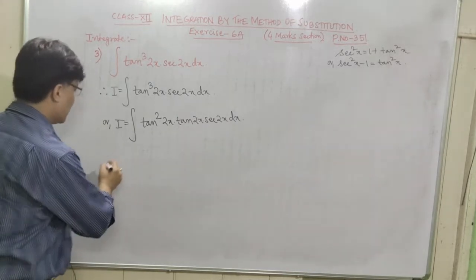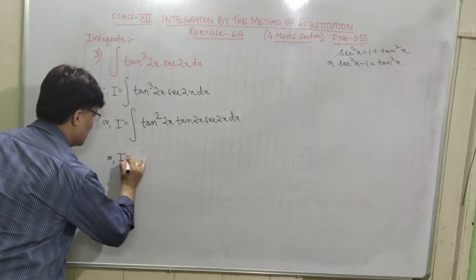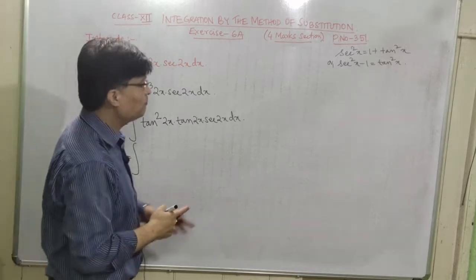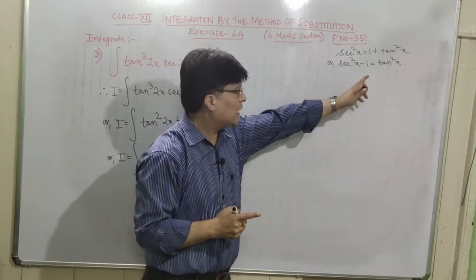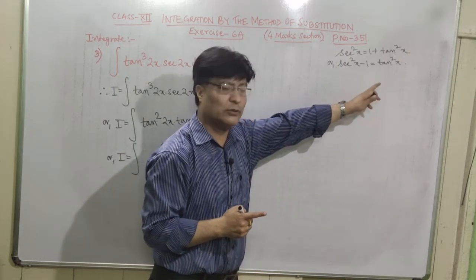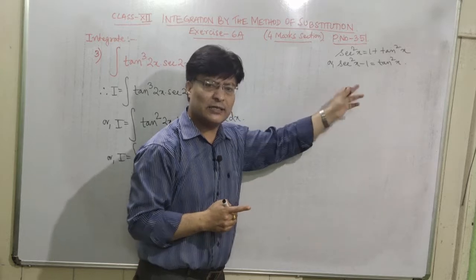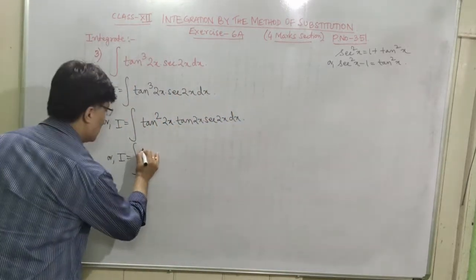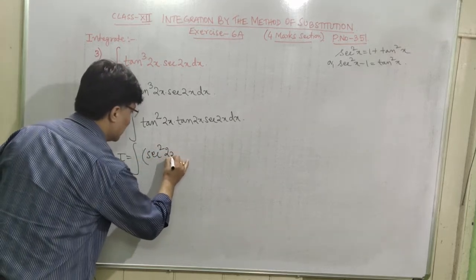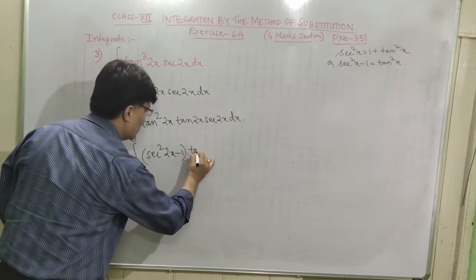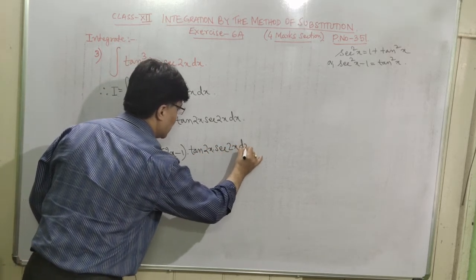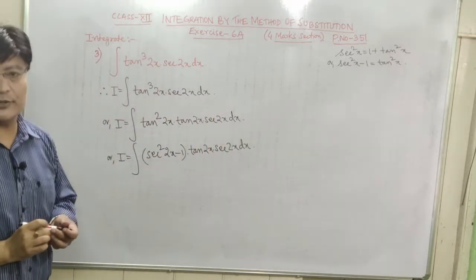Okay, so now I is equal to integration of, what is the formula for tan square 2x? Similarly, if tan square x is equal to sec square x minus 1, what is the formula for tan square 2x? It is sec square 2x minus 1. So we can write the formula for tan square 2x as sec square 2x minus 1, into tan 2x into sec 2x dx. I think you have understood it.